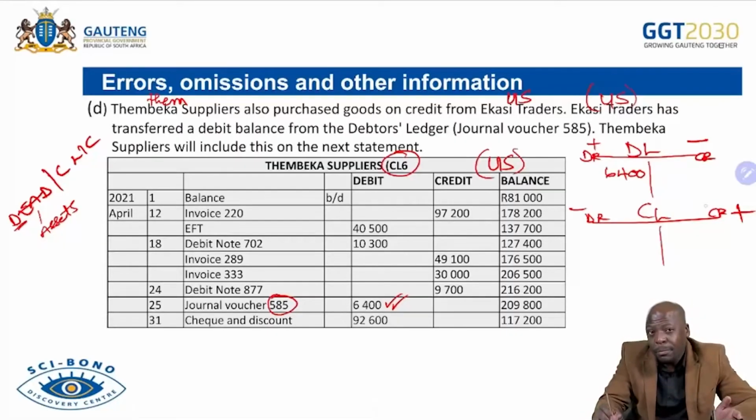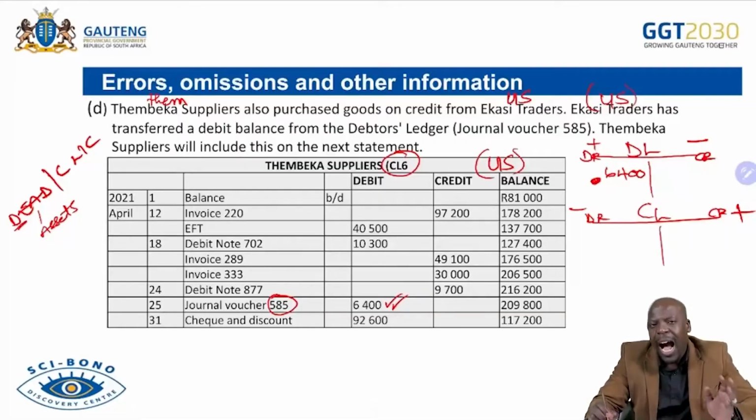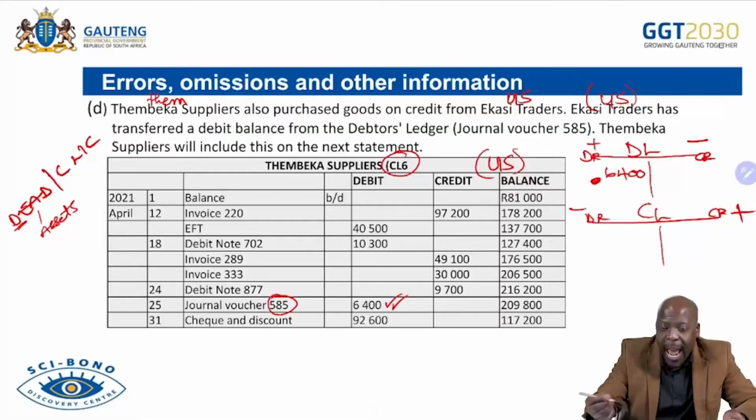Are you still following? And then here's the interesting aspect now. When we are transferring this amount here of 6,400, how did we do it? How did we transfer the debit balance? If we're transferring the debit balance, it means that debt, we're writing it off from our books, we're taking it out. Okay? How do we do that? It means we have to come now to the credit side of the debtors ledger and we record 6,400.